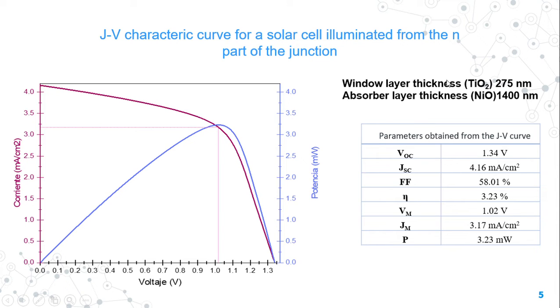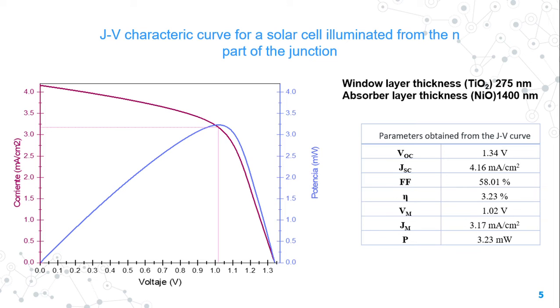So we find that the window layer thickness is 275 nanometers, and the absorber layer thickness is 1400 nanometers, which is made of nickel oxide. Here we can see that the resulting efficiency is 3.23%.